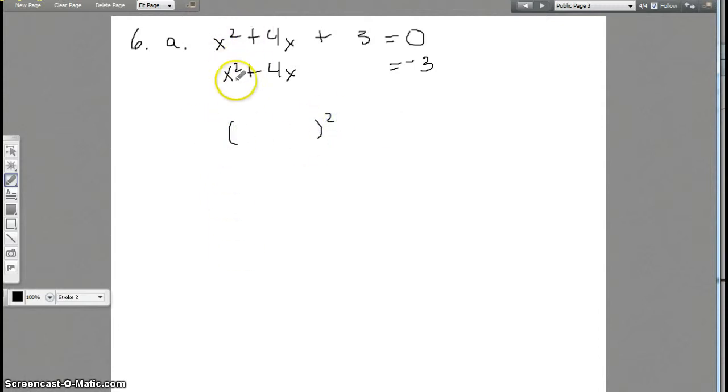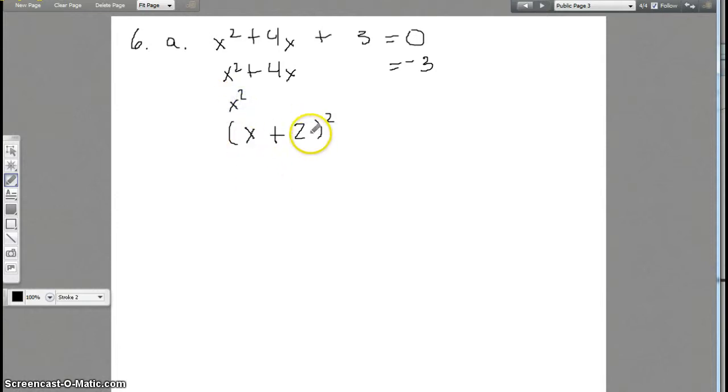Now, to complete the square, I'm going to write parentheses and put a square on it. I take the square root of the first number. The square root of x squared is x. Then I take my second number. I divide it by 2. 4x divided by 2 is 2x. Then I divide it by this value. 2x divided by x is 2. And that's what I put in my parentheses. Now I need to square what's in the parentheses. X squared is x squared.